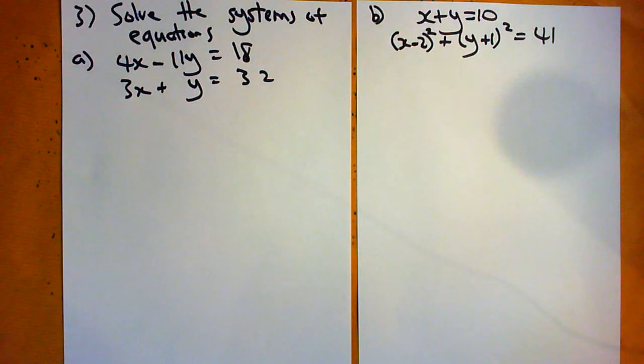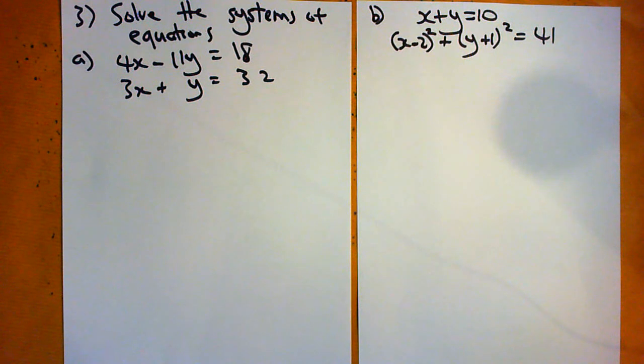Hello viewers, tutorial 7 question 3, and we're solving some simultaneous equations problem. So the first one we want to solve is 4x minus 11y equals 18 and 3x plus y equals 32. So we're going to solve that system of equations by elimination.